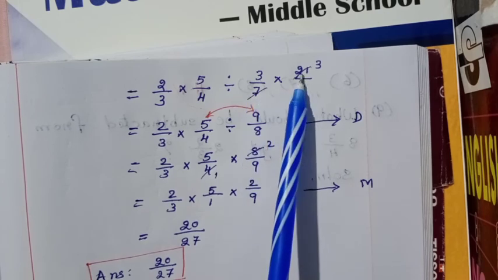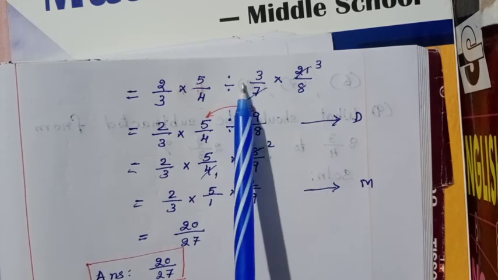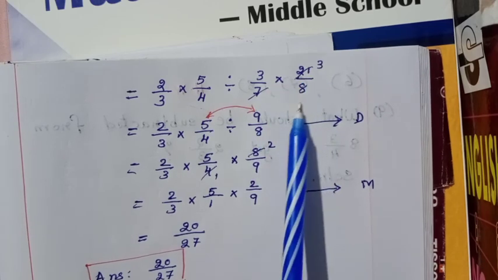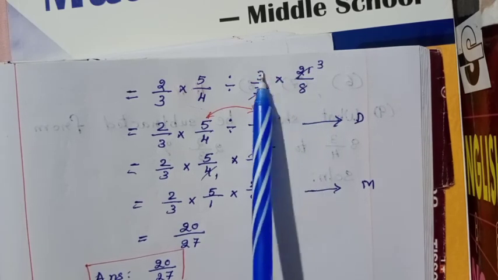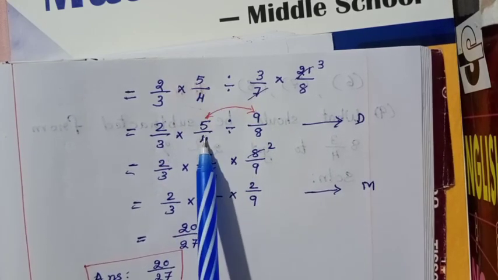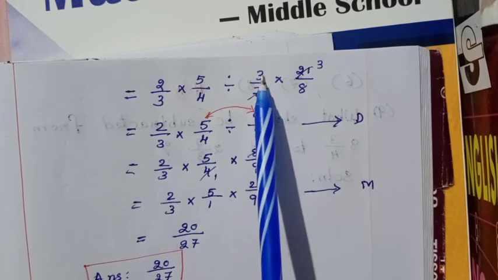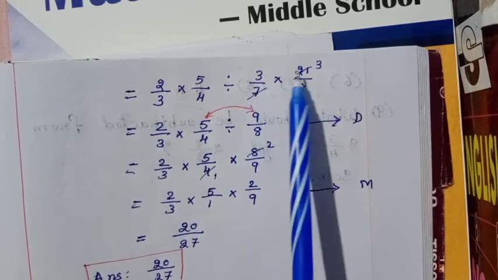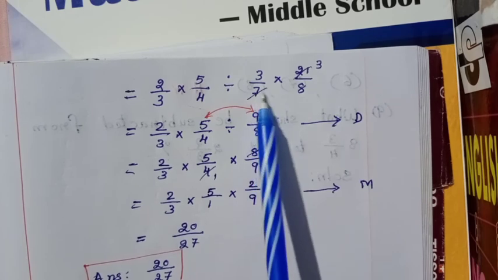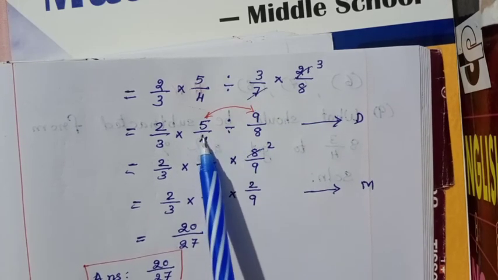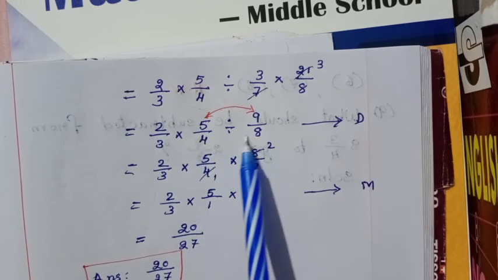So 7 and 21 we can divide, 3 times. 7 3 times in 21. So cutting and writing 3 here. Remaining numbers we cannot cut, same thing only. So next, 2 by 3 into 5 by 4 divided by this calculation. So 3 into 3 is 9 by 8. 3 into 3 is 9 here, 8 remaining here, so 8. Now the division symbol is here. So these two divide. Next step.